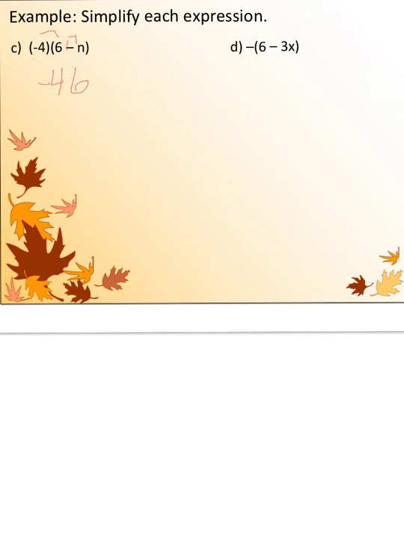-4 times 6. Moving to the next part of our hopping, so we always put a plus sign and multiply to the next one. -4 times a -1n, and then multiply. -4 times 6, -24, plus -4 times a -1 becomes a +4. There's my only n. And there's our answer.